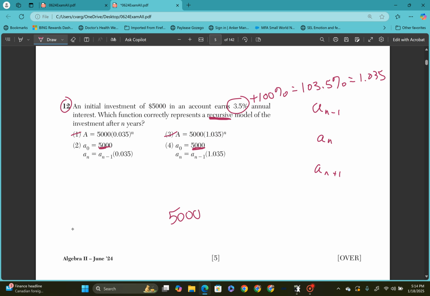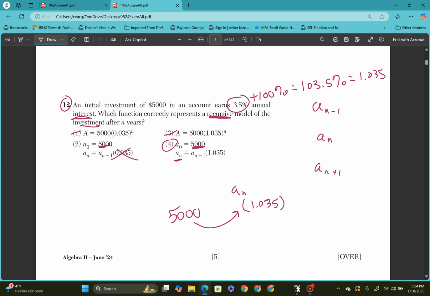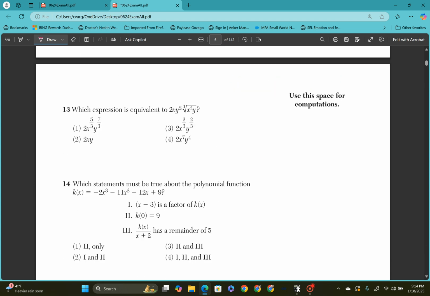your a_n term, which is here, we're going to take the previous number and we're going to multiply it by 1.035, not 0.035. So the correct answer is 4 because it's growing. If you multiplied 5,000 by 0.035, it would not grow. It would get smaller, and that's not true because it says interest and there's an investment, so we want our money to grow.